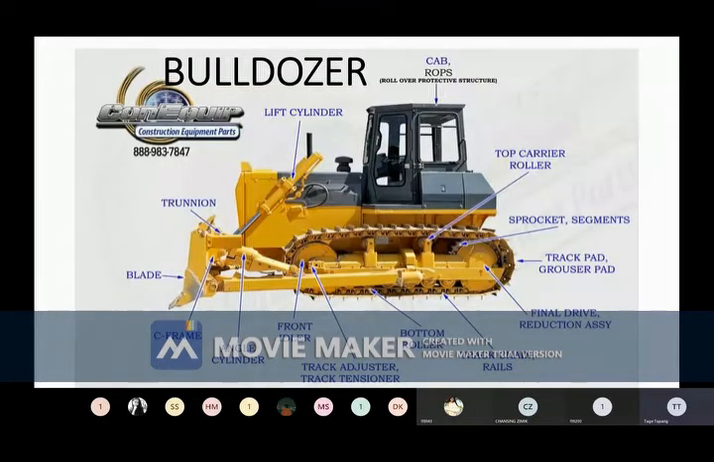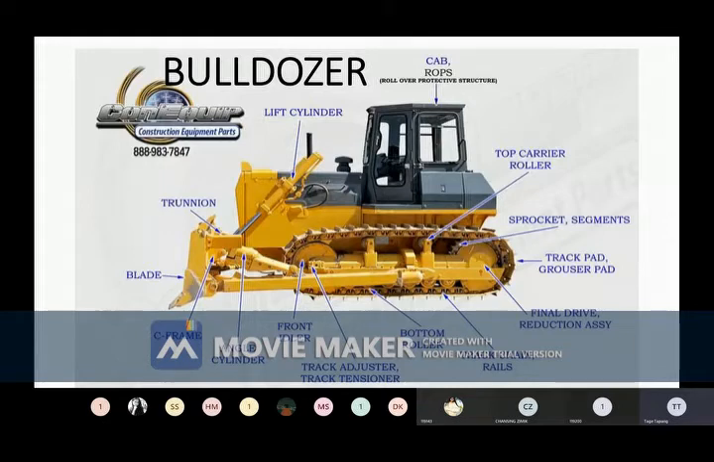Especially, almost everyone might have experienced a site where a bulldozer is working. In most cases you might have seen a bulldozer similar to the one which is visible right now on your screen. It is a crawler type or track type bulldozer.